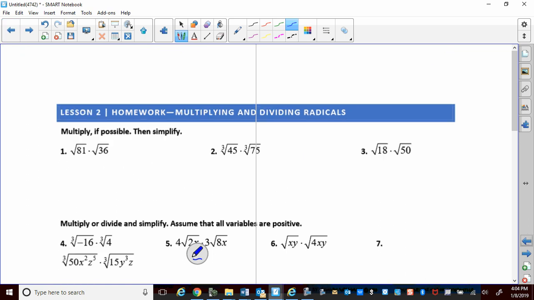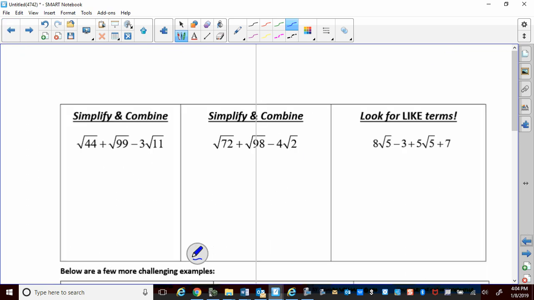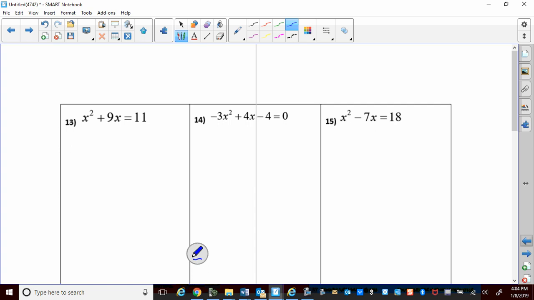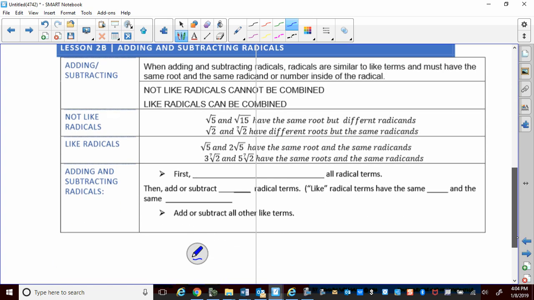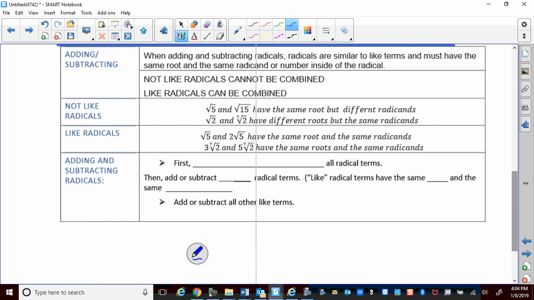So here we go. We're at the bottom here. When we're adding and subtracting radicals, radicals are similar to like terms and must have the same root and the same radicand, or the number inside the radical. So what do not like radicals look like? Not like radicals will be the square root of 5 and the square root of 15. They have the same root, but different radicands.